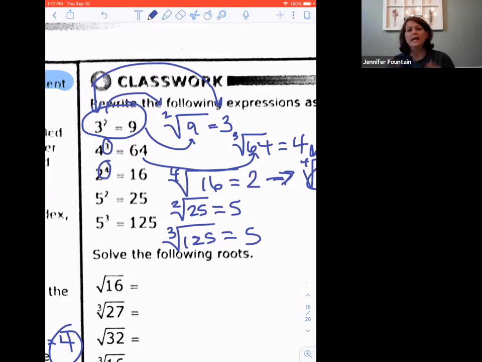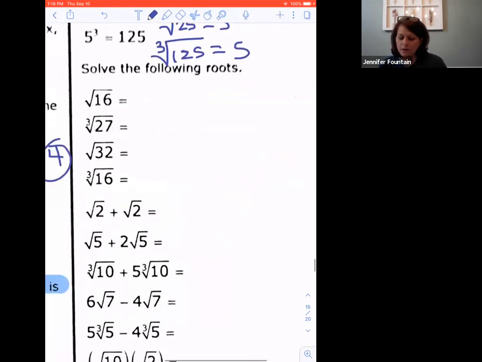Okay, so this just kind of shows us how our numbers with exponents are the opposite of our radicals, or taking roots. So depending on what the exponent is, that determines if it's a square root, a cube root, which is what we call it with the 3, or a 4th root, or whatever. So let's go ahead and look at our examples. It says to solve the following roots.